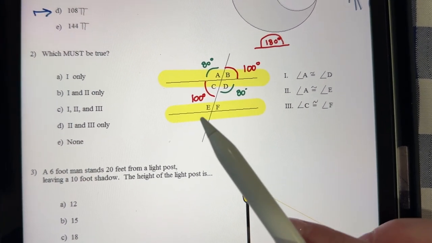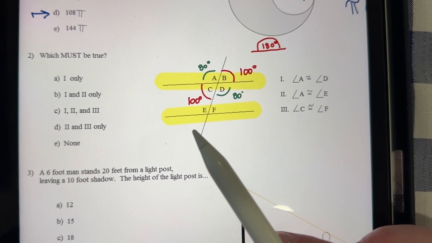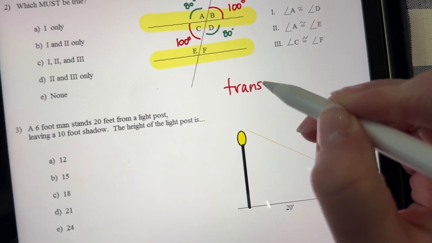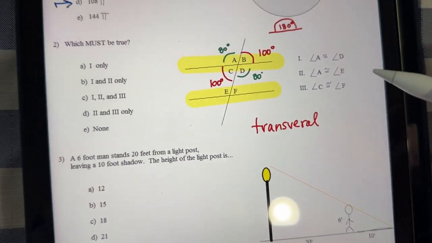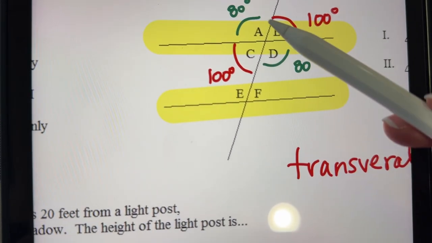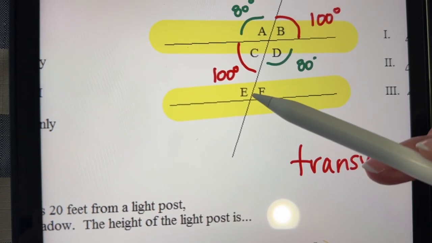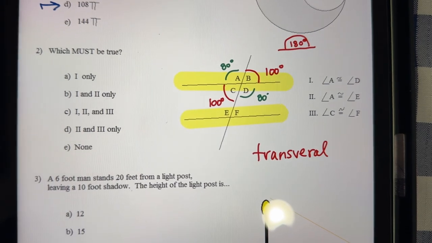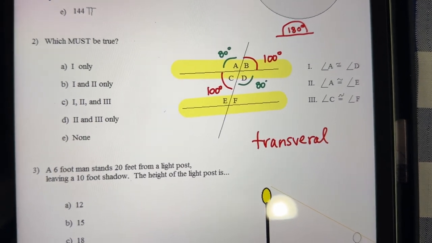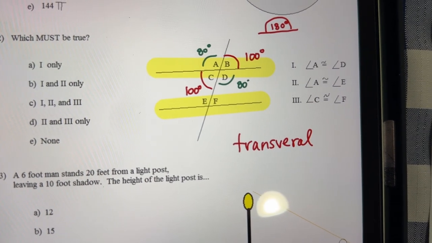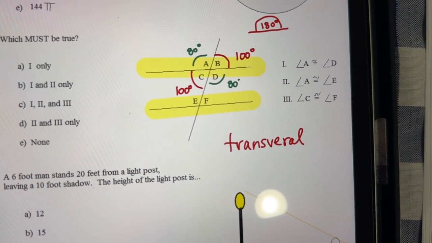Now they're saying here angle A is congruent to angle E. That might be true if this is a transversal. If it's a transversal, then corresponding angles are congruent, which means these opposite interior angles. So A would be congruent to E if this is confirmed to be a transversal, but we don't know for sure. Same thing for B and F. They would be congruent if this is confirmed to be a transversal.